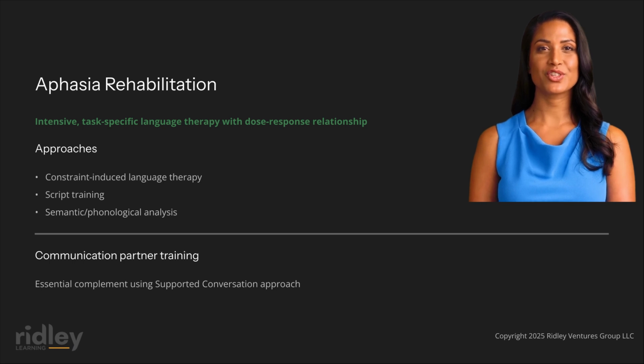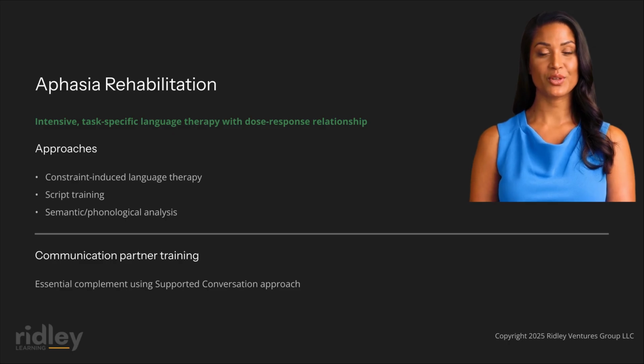The evidence base for aphasia rehabilitation supports intensive task-specific language therapy as the foundation of effective intervention, with research demonstrating dose-response relationships indicating that greater amounts of therapy produce better outcomes. Constraint-induced language therapy, analogous to constraint-induced movement therapy for motor rehabilitation, combines intensive language practice with constraints on compensatory nonverbal communication to encourage use and strengthening of impaired language systems.